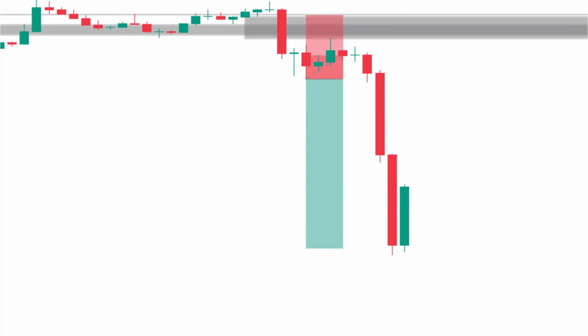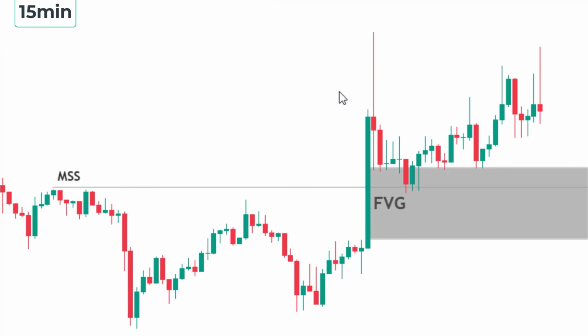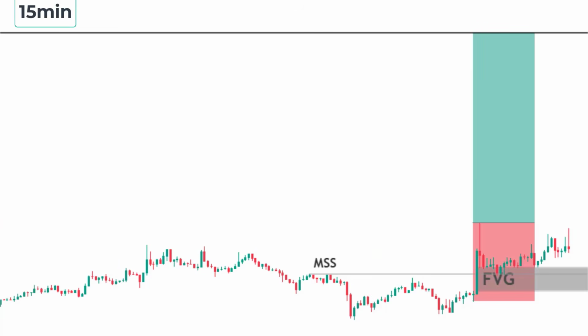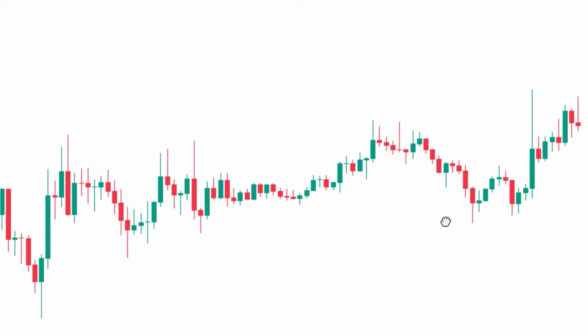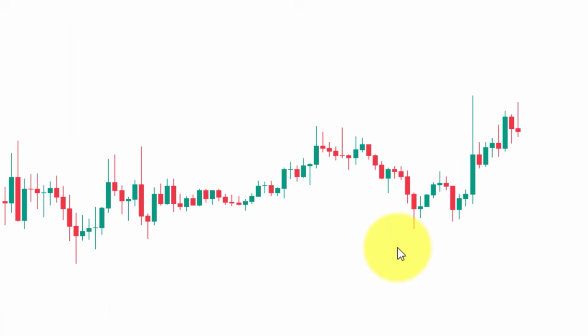Now let's look at another example. In this 15-minute chart, we can see a bullish setup, a liquidity sweep, a fair value gap, and a market structure shift. A perfect bullish setup towards the next liquidity level. But before entering, we check the higher timeframes.